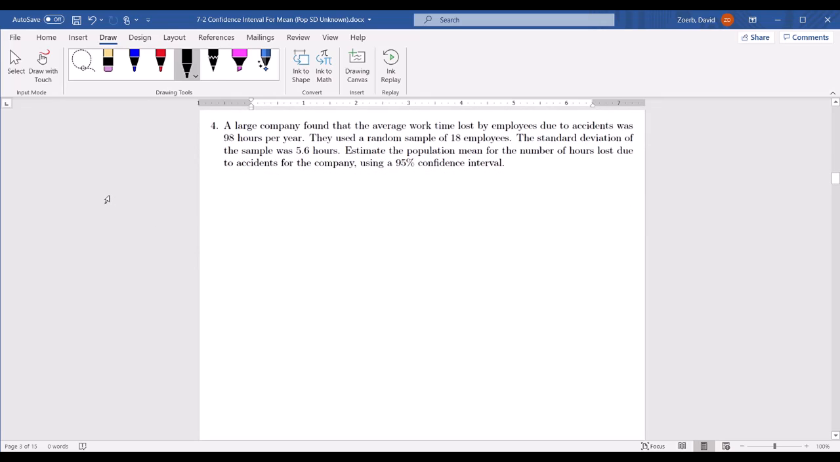This fourth one says, a large company found that the average work time lost by employees due to accidents was 98 hours per year. They used a random sample of 18 employees. So already I know, okay, n equals 18. The standard deviation of the sample was 5.6 hours, so s equals 5.6. Estimate the population mean for the number of hours lost due to accidents for the company using a 95% confidence interval. X bar was mentioned at the beginning, that was 98.